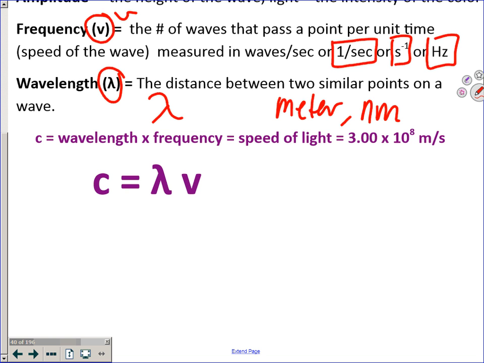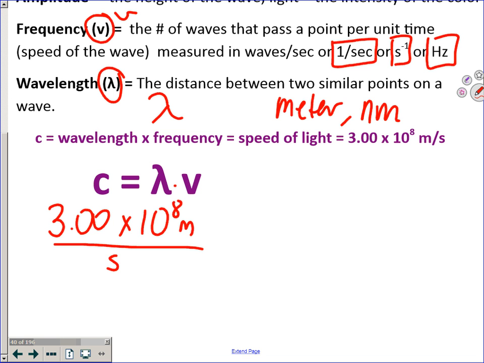We will use this equation. C is equal to lambda times frequency. So C is 3.00 times 10 to the 8th meters per second. That is the speed of light. It's how fast light goes. It's pretty dang fast, that many meters per second.